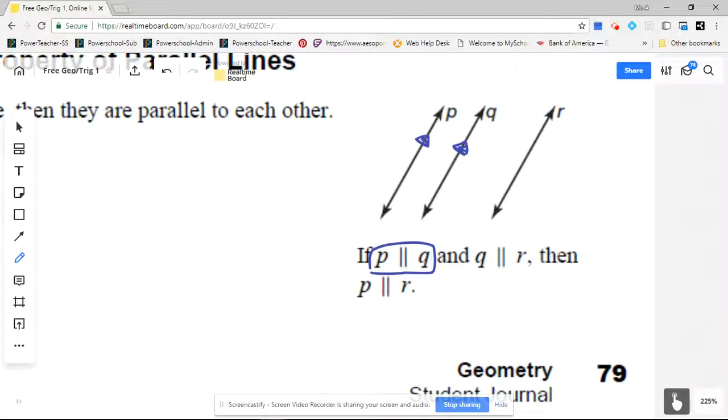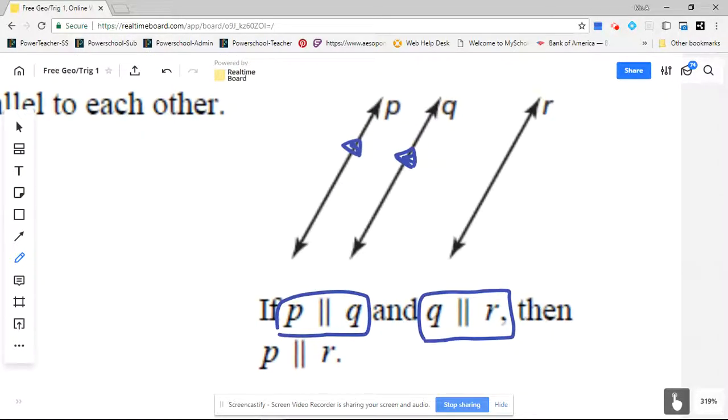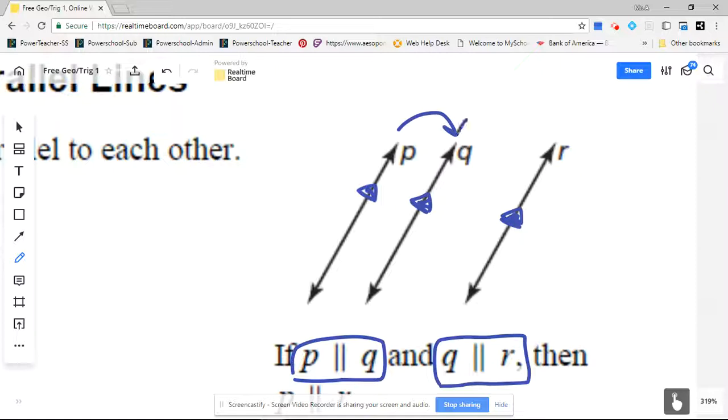And what does the second little statement say? Q is parallel to R. So Q is a common line, and it's got one arrow on it. So R is also parallel. It's got one arrow on it. So P is parallel to Q, and R is also parallel to Q.